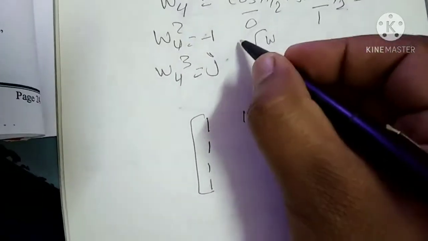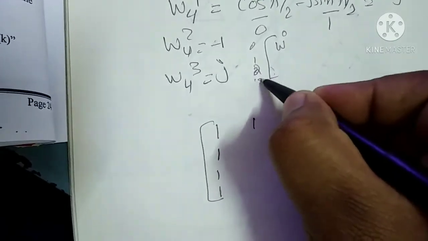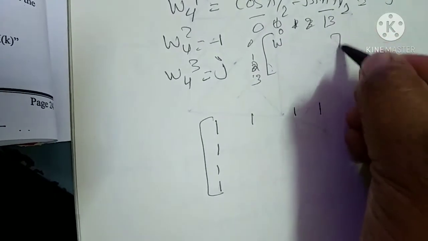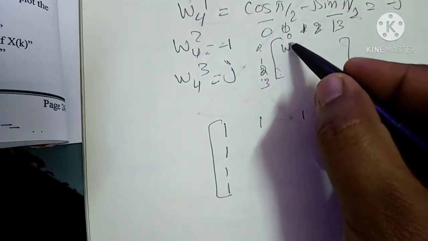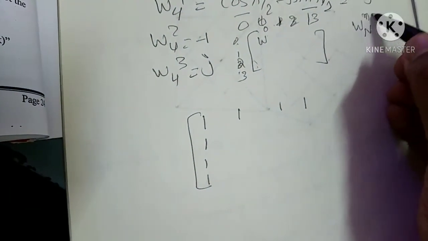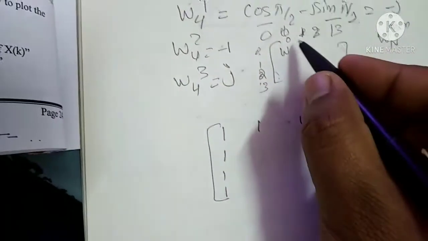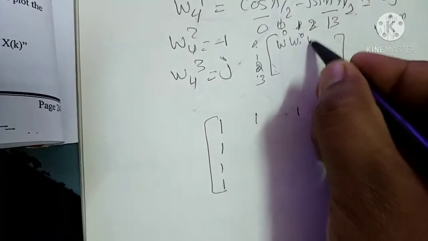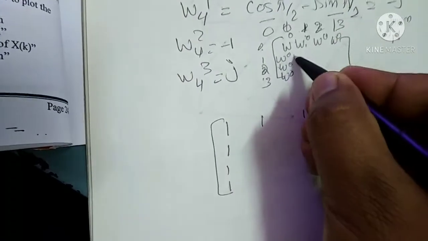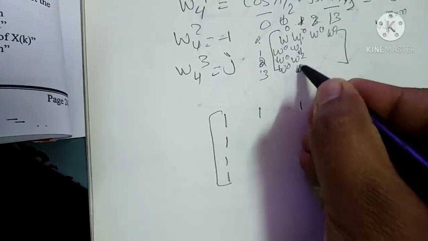So I can write the indices 0, 1, 2 and 3 for rows and columns. For each entry I have to take omega N to the power of m into n, where m indicates the row and n indicates the column. If we multiply, the first row gives omega to the power of 0, omega to the power of 0, omega to the power of 0, omega to the power of 0. The next row gives omega to the power of 0, 1, 2, 3.